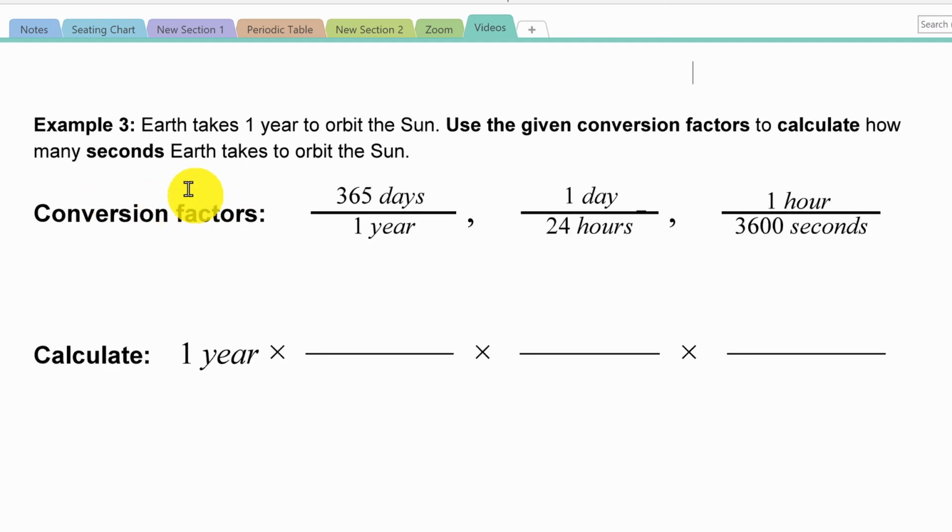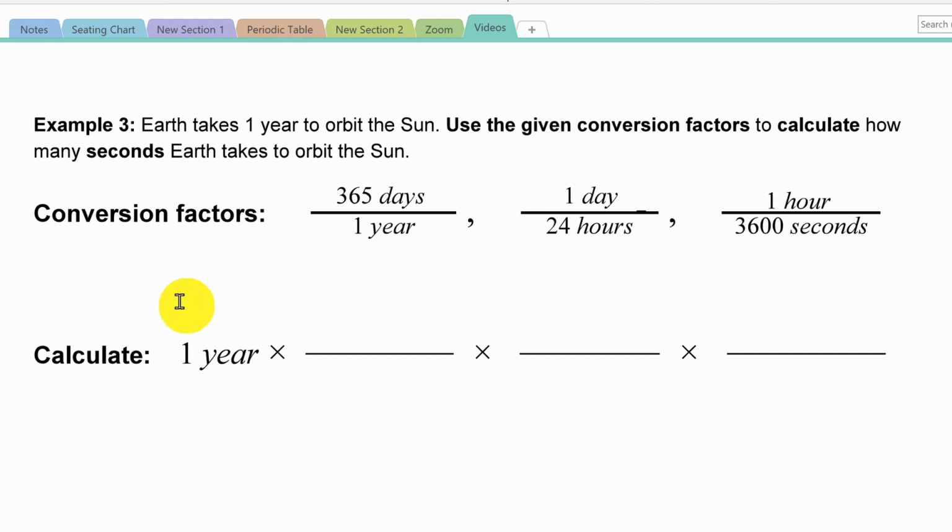Example 3. Earth takes 1 year to orbit the Sun. Use the given conversion factors to calculate how many seconds Earth takes to orbit the Sun. This problem here demonstrates a big benefit to using dimensional analysis. Most of us don't know a way to go directly from years to seconds, but we do know facts like how many days are in a year or how many hours are in a day.